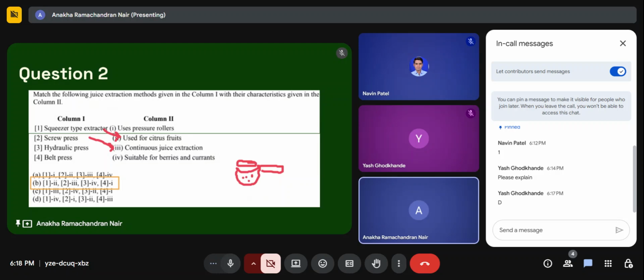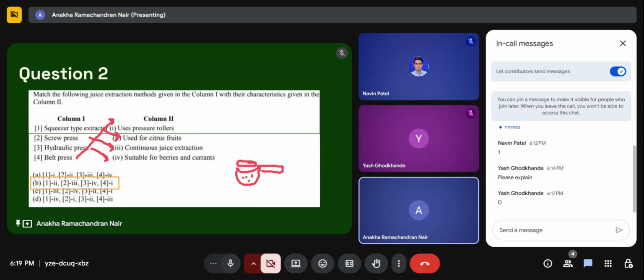Hydraulic press is used for berries and currants. They are very small and they don't have a large amount of water content, right? Because of their very small stature. And belt press uses pressure rollers, right?